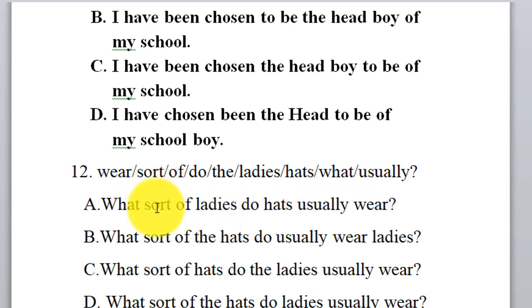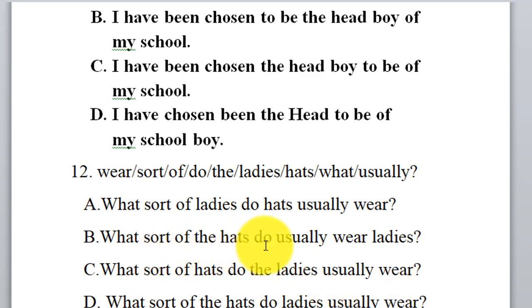Yes, what sort of ladies do hats usually wear? Look, when we say what sort of, the phrase sort of doesn't refer to a person. We say sort of clothes, sort of some objects, sort of elements, but we cannot say sort of ladies or persons. So it makes the statement wrong. All right? Look here: what sort of the hats do usually wear ladies? Absolutely. Sort of the hats. Yes. What sort of hats do the ladies usually wear? What is the problem here?